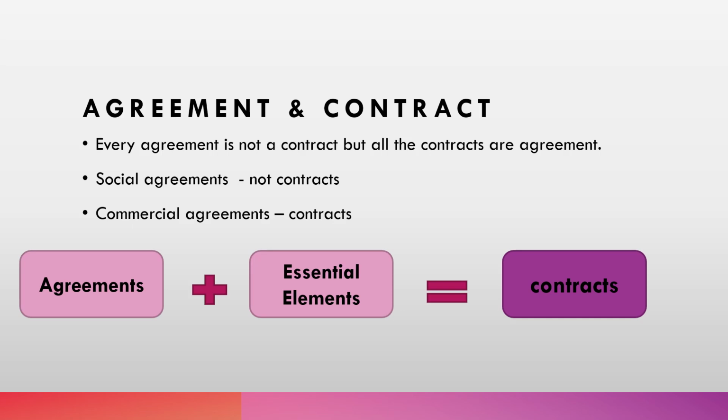Now there are two types of agreements: social agreements and commercial agreements. So what are the social agreements?